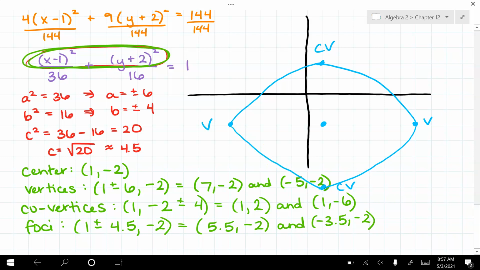Last thing to do here is our foci. So we're going to go 5.5, and then down 2, so about there. So there's one of them, and then negative 3.5, and down 2. So there's the other one.